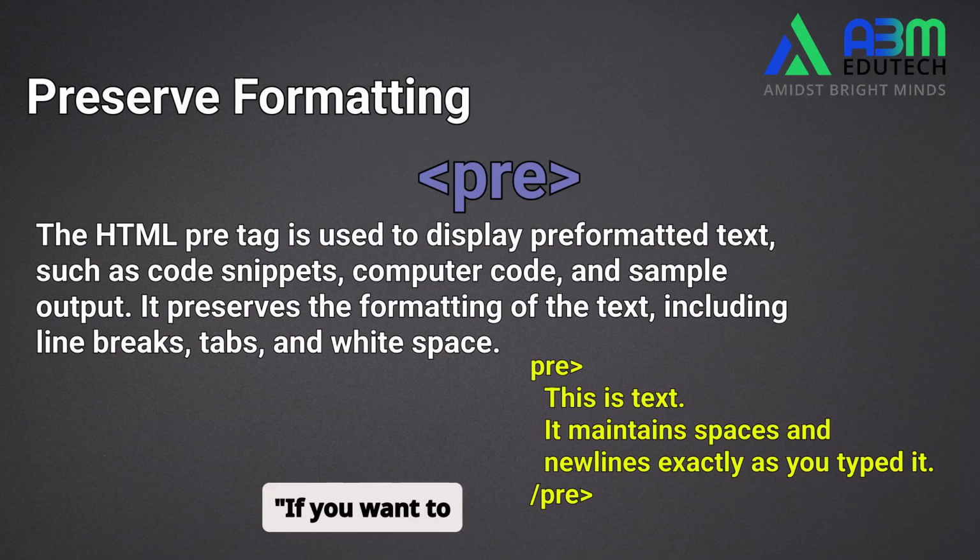If you want to preserve the formatting of text, such as spaces and line breaks, you can use the pre tag. It maintains your text formatting exactly as you write it, displaying white space and line breaks.